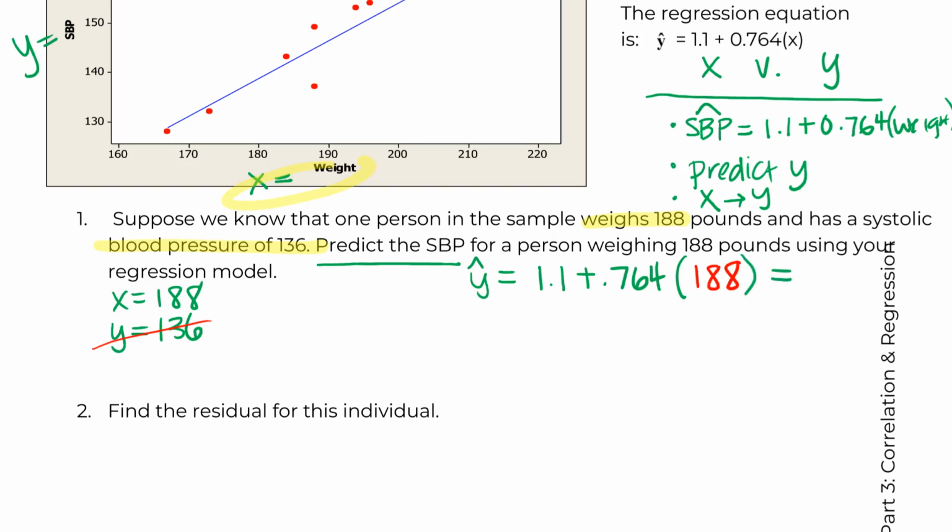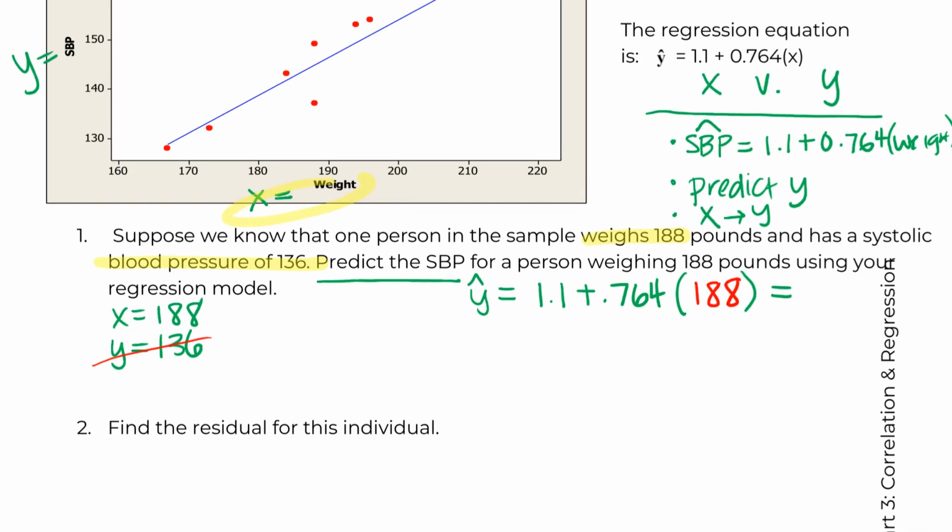And just so you can see visually, this person is on our plot, right? This is 188, 136. This is who we're talking about. This is the individual we're looking at. So their prediction is going to be here, wherever the line was at that moment. That's what we're finding. So this is our y hat, right? That value for that particular x.